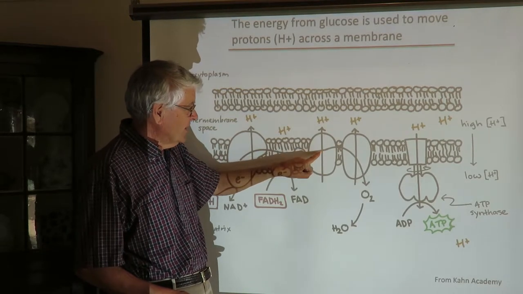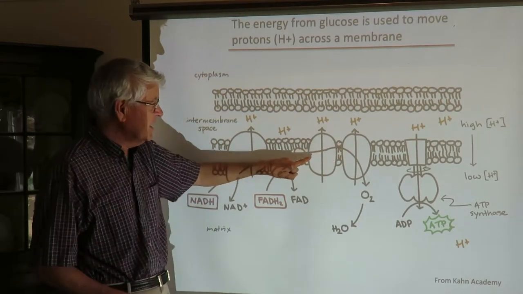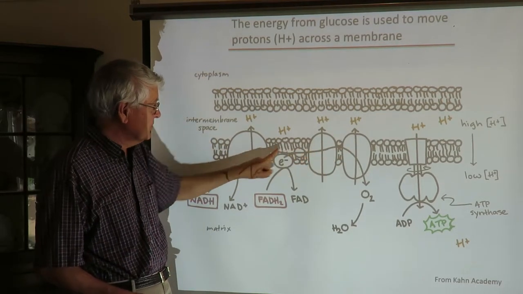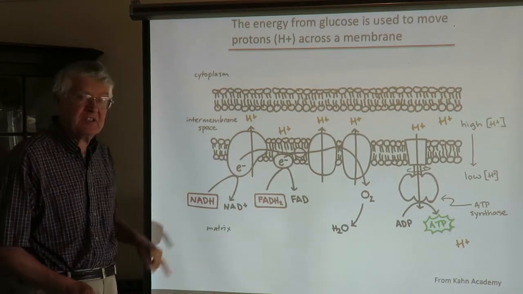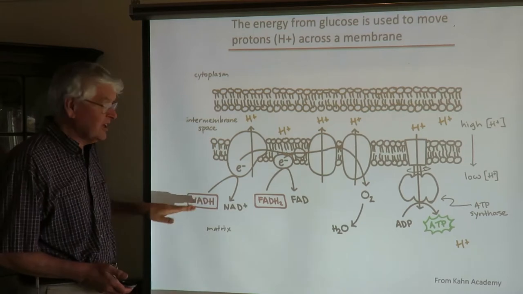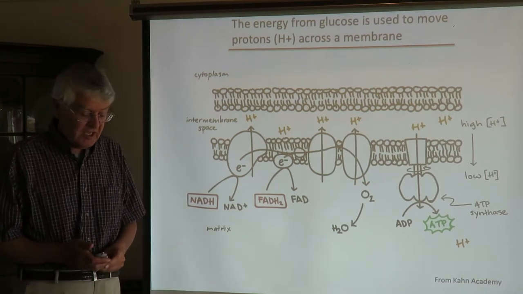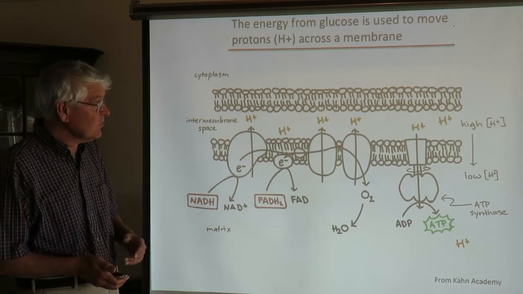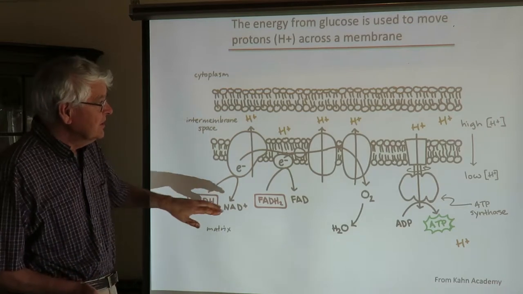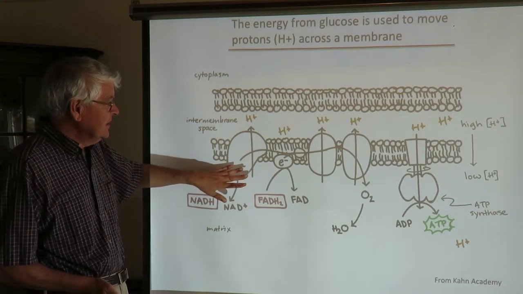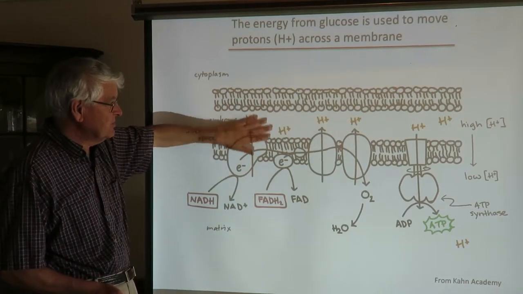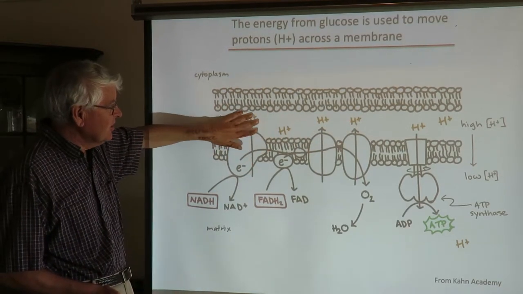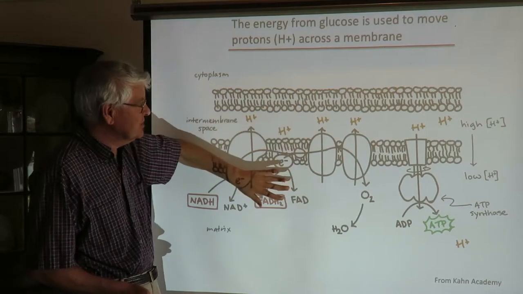And when that passes its electron on, then that allows a space for an electron to be passed on for this protein, and ultimately from these electrons that are carried by NADH and were obtained from glucose. So now, what have we achieved? What we've done here is to accumulate protons in this space between the membranes and also accumulate positive charge.